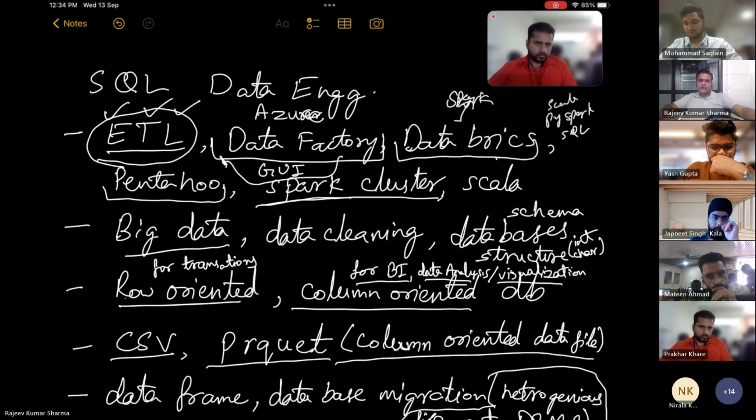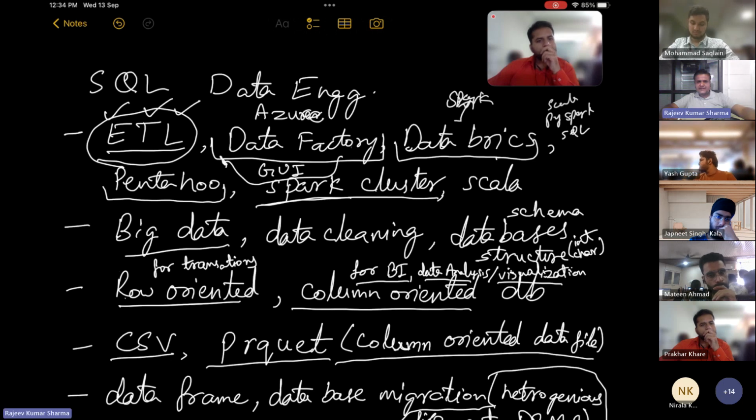Or the clean, transformed data will be transferred to some other destination. Now you understood what this Spark cluster is, how it is beneficial, and how it performs the transformations. Basic idea. Got that?